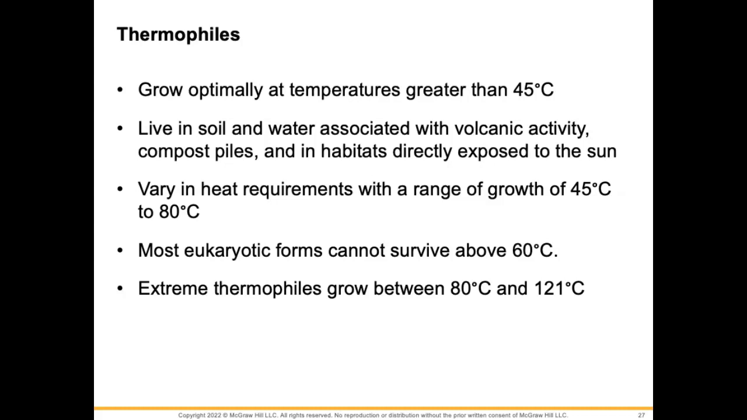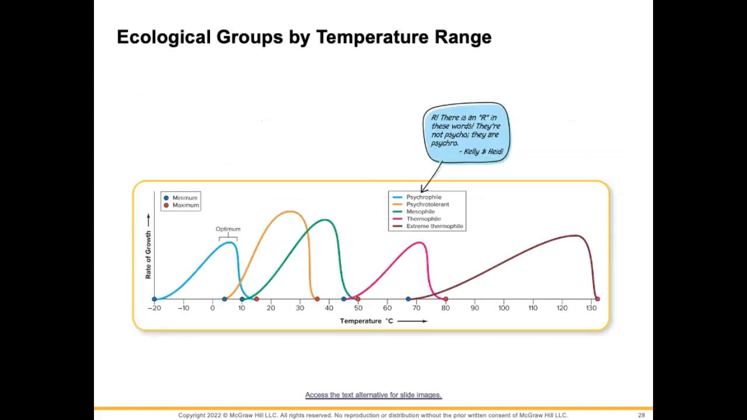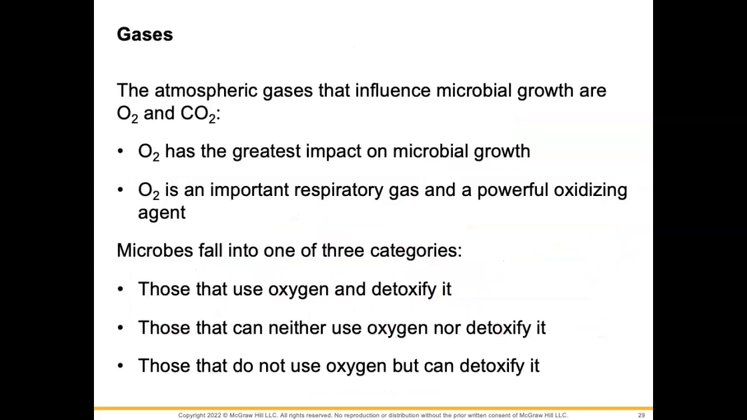Thermophiles also prefer direct sun. They vary in heat requirements with a range of 45 to 80. Most eukaryotic forms cannot survive above 60. So the thermophiles that are eukaryotic won't survive in that 80 range. And extreme thermophiles can grow all the way up to 121 degrees Celsius. This is just a temperature range chart here. I'm not really worried about that too much.